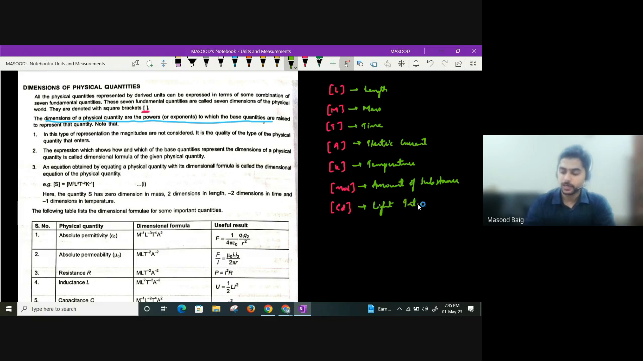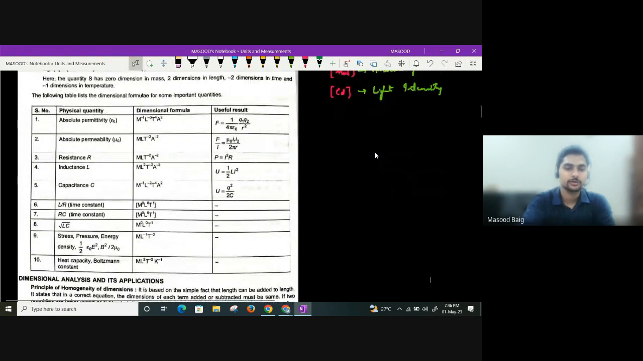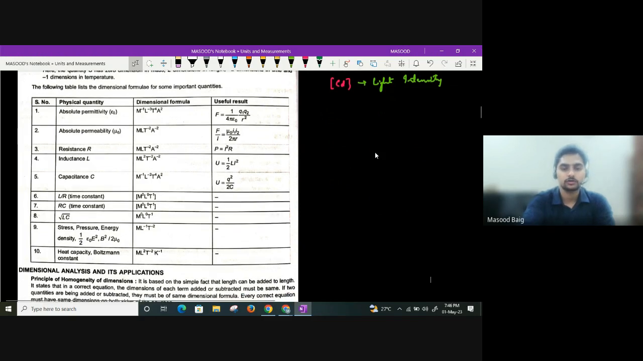So whenever we write dimensions of any physical quantity, we should represent them in terms of these fundamental quantities only. There are different physical quantities whose dimensions are given, so there is no necessity to remember all of them. If you know the formulae, how to get capacitance, it is charge by potential difference. How to get potential difference, it is electric field into separation. How to get electric field, it is force by charge. So if you know the basic quantities, you will be able to solve all the questions.